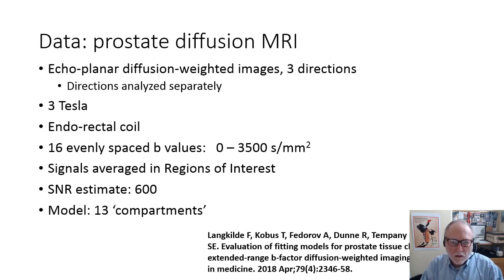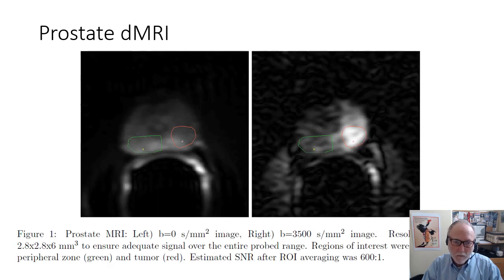The data was echo-planar diffusion-weighted MRI with 3 directions that are analyzed separately. The images were acquired with a 3 Tesla scanner using an endorectal coil. There were 16 evenly spaced B values, and the signals were averaged over regions of interest. The estimated SNR is 600, and our model has 13 compartments.